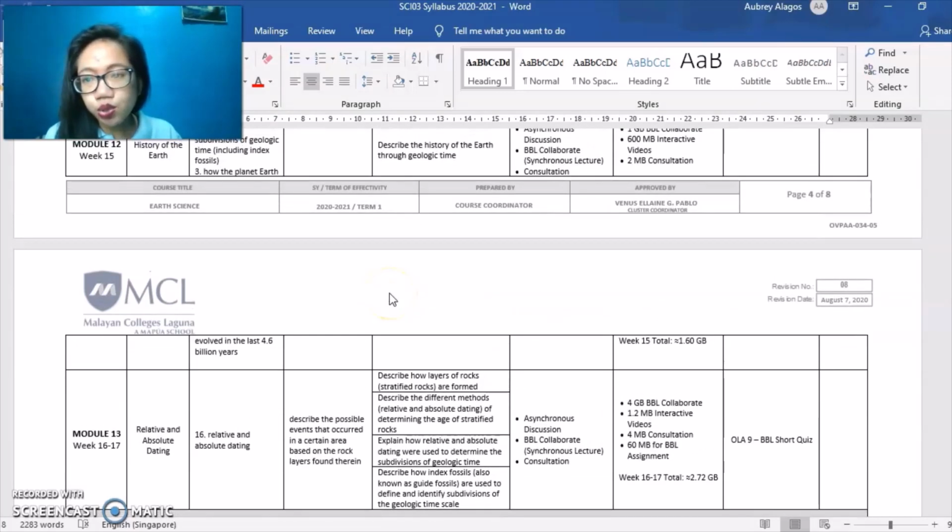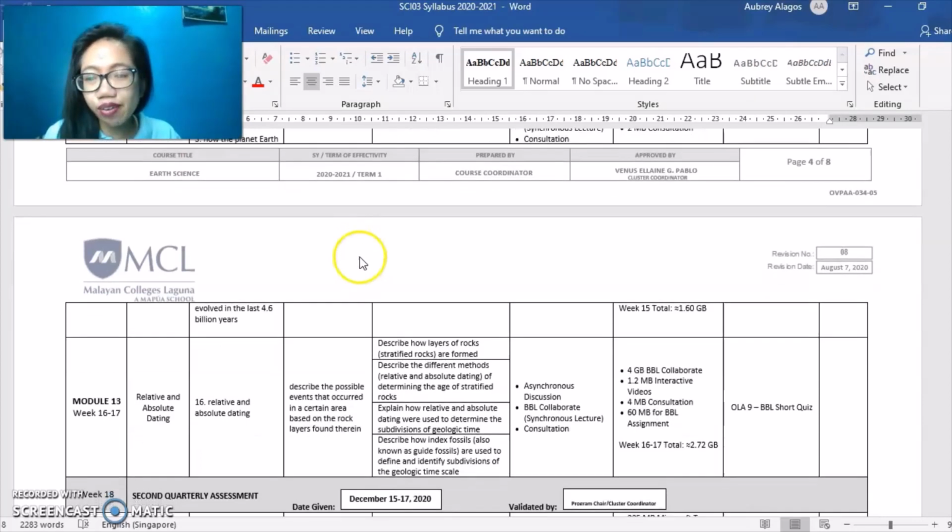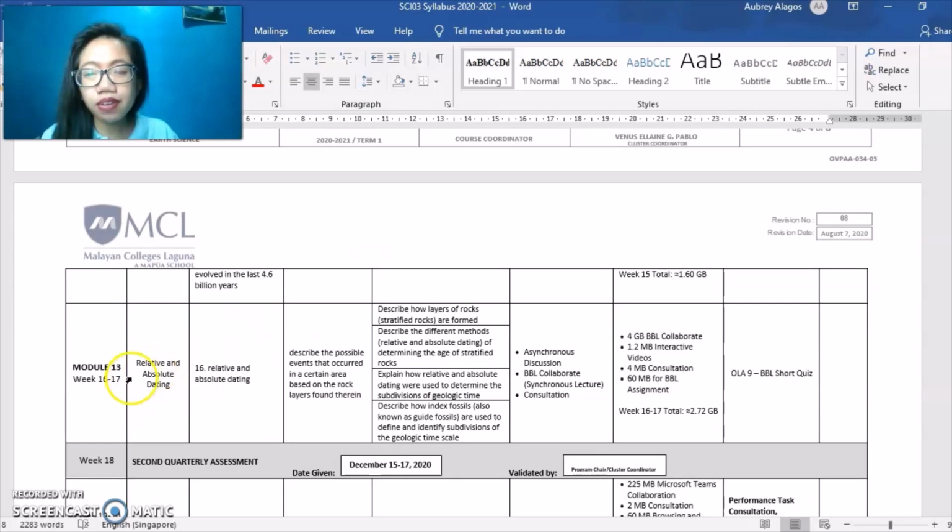Then our discussion resumes. We'll be discussing the history of the Earth. So, discussion of how organisms evolved through time, the mass extinctions, the ages of the dinosaurs. So very exciting stuff. And then we'll also have relative and absolute dating. So how do we actually pinpoint the time period where the fossils come from?